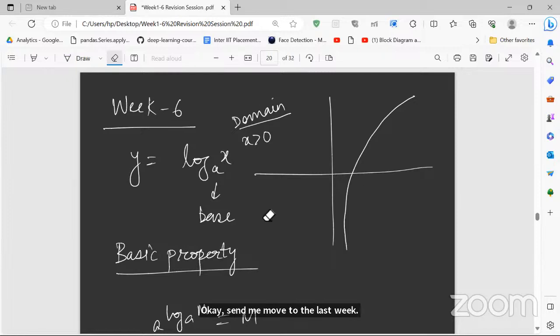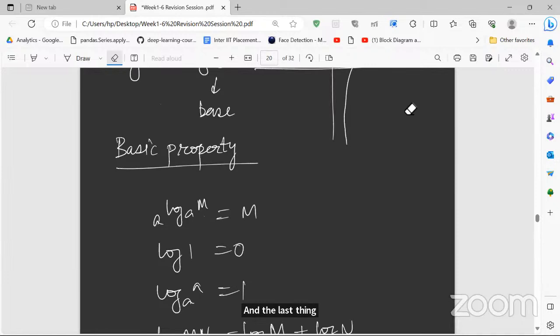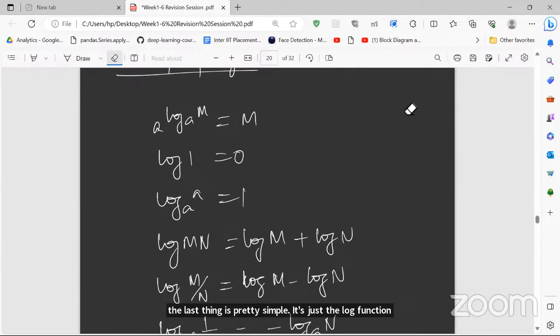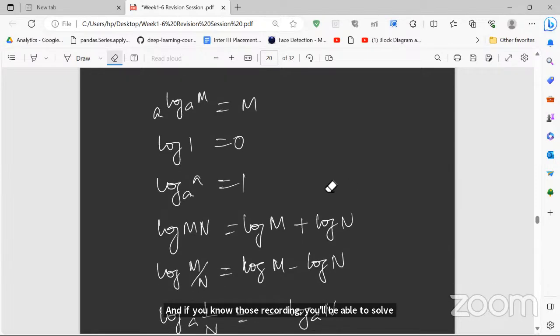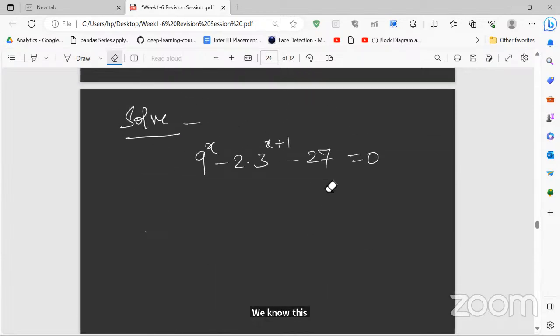The last week is pretty simple. It's just the log function. And one more thing: all the properties should be there in your mind. I'll give you one question, and if you know those properties, you'll be able to solve it. These are the simple properties that you should know from the log function. Again, from the log function, you'll get a similar problem to the one you got in quiz 1 or quiz 2.